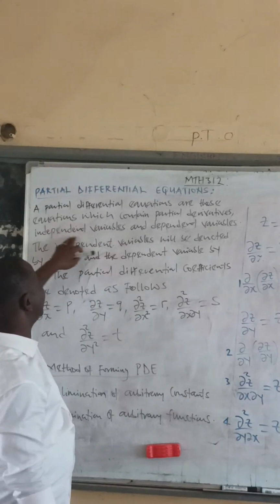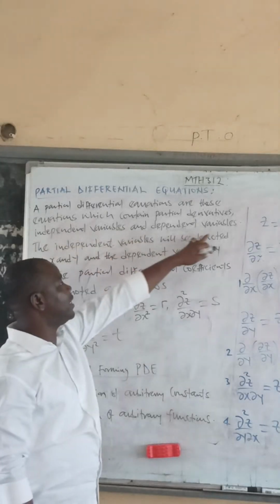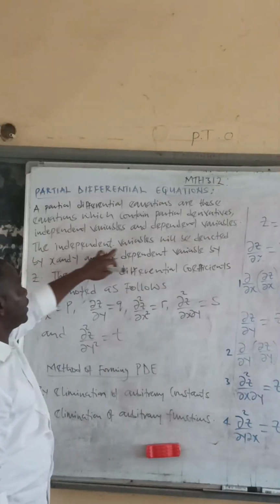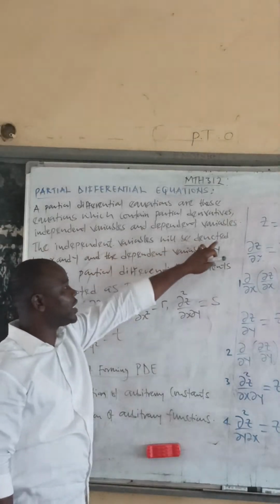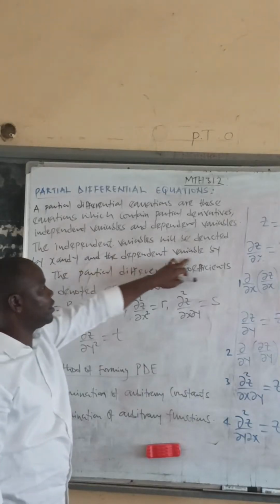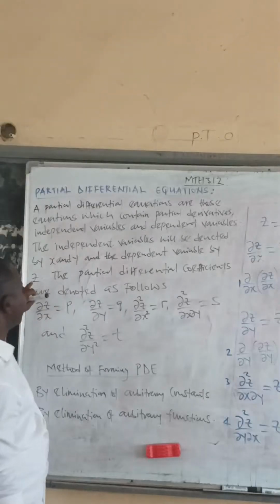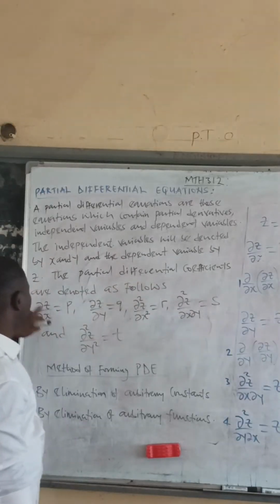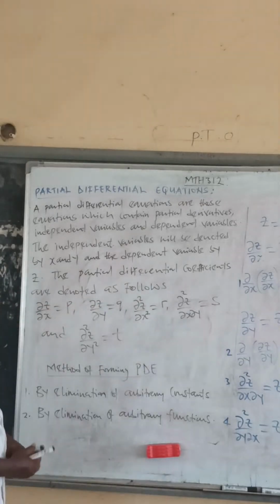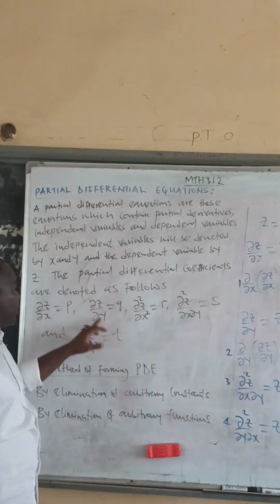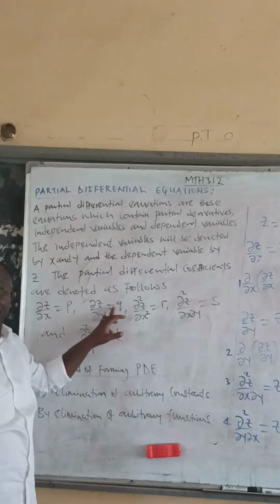Partial derivatives, independent variables and dependent variables. The independent variables will be denoted by x and y, and the dependent variable by z. The partial differential coefficients are denoted as follows. Take note of this. Partial z over partial x means p. Partial z over partial y means what?